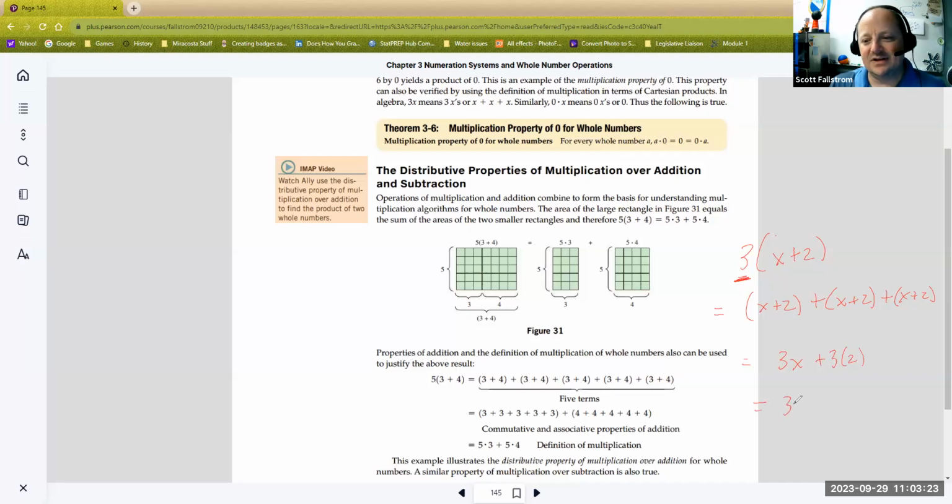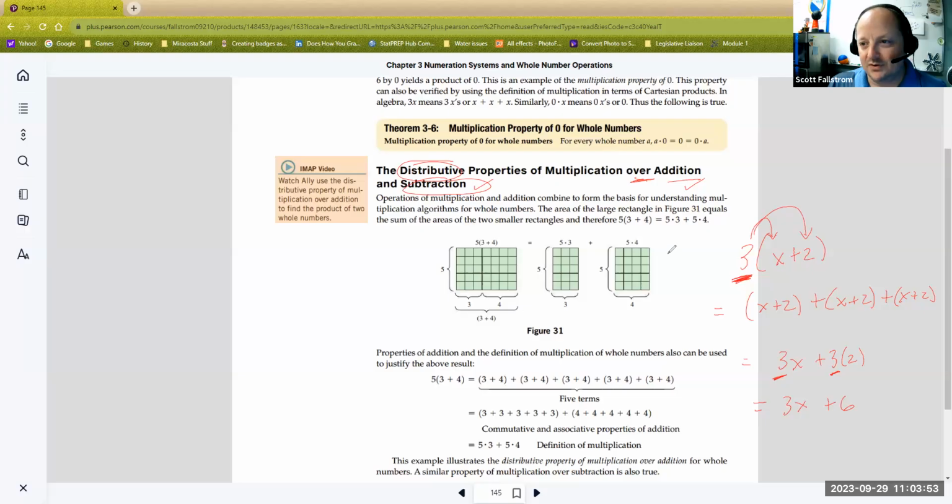And yes, I could simplify this to be 3x plus 6, but I want you to notice that the 3 was distributed to each of the terms. So we do have distributive property over addition and also over subtraction. And we'll see that addition is the key element there. The subtraction turns out to be convertible into addition as we go. So this is the distributive property.